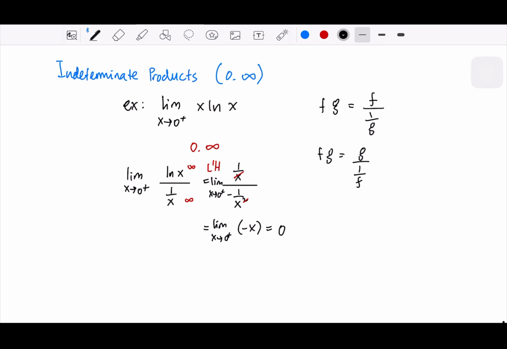The rest will be tomorrow, and also more examples for the L'Hopital rule. Any questions?